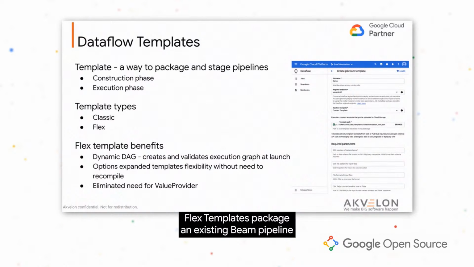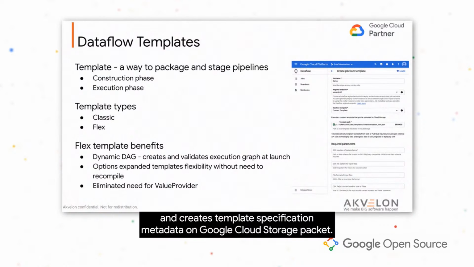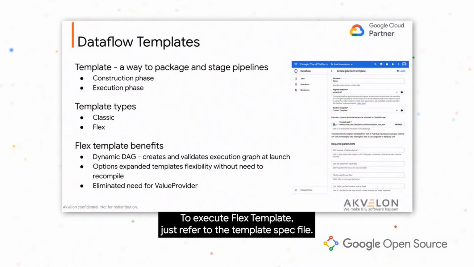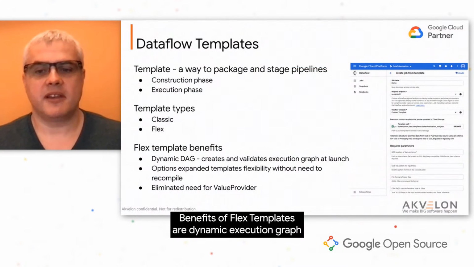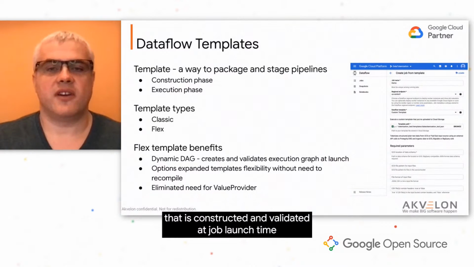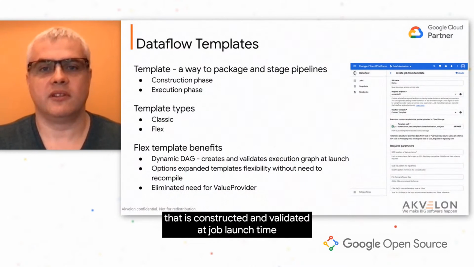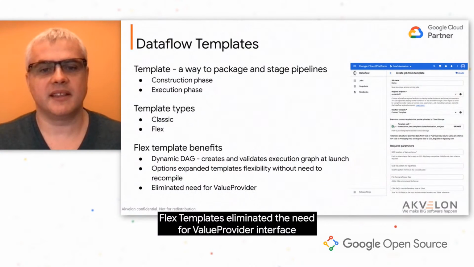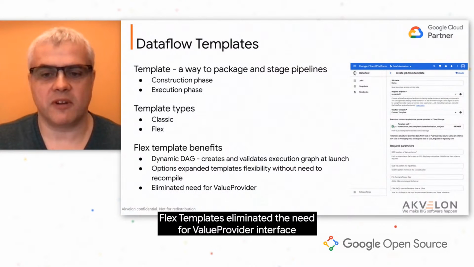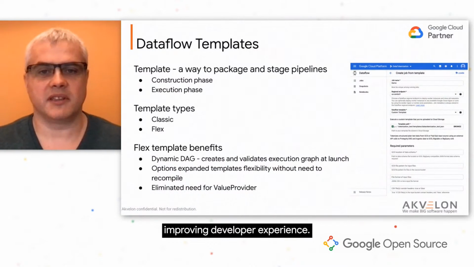Flex templates package an existing Beam pipeline as a Docker image on your project's container registry and create template specification metadata on a Google Cloud Storage bucket. To execute a Flex template, you just refer to the template spec file. Benefits of Flex templates are a dynamic execution graph that is constructed and validated at job launch time based on the final parameters that the user supplied. Flex templates eliminated the need for the value provider interface, improving developer experience.